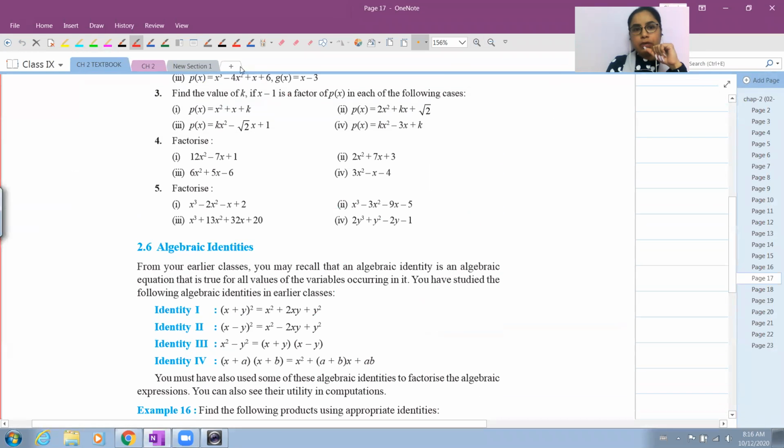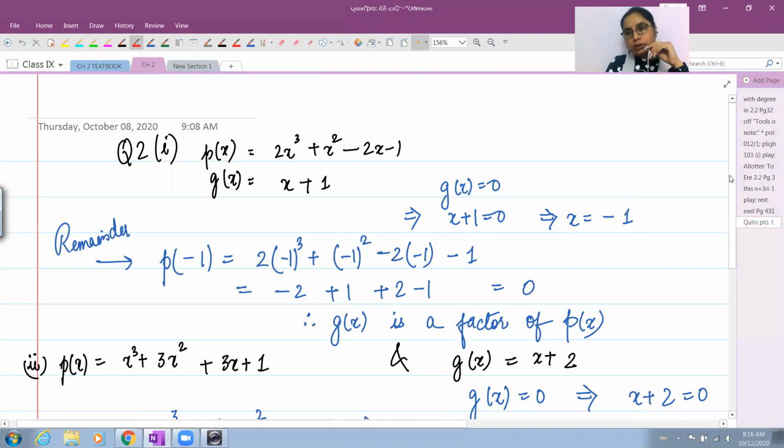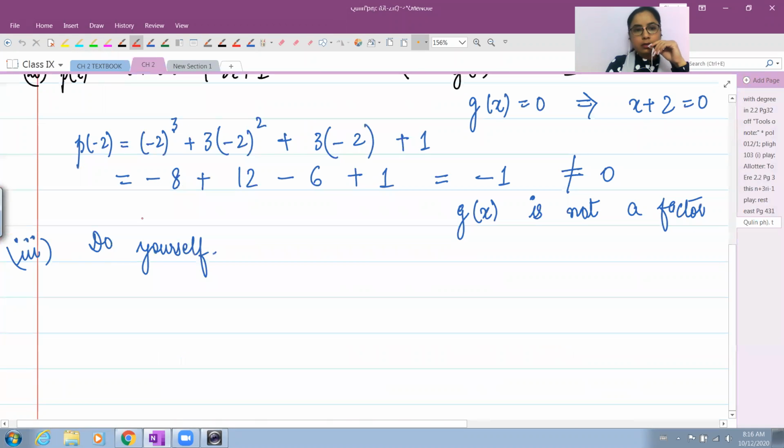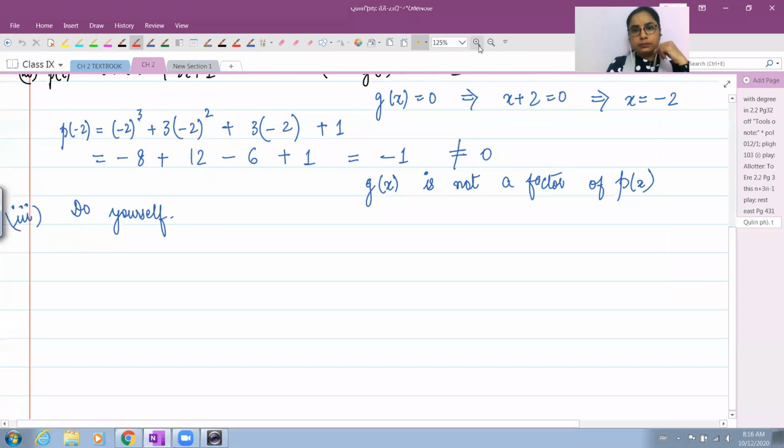So this is the question that we have, question number 3 here. Find the value of k. So you can see k is something which is missing in the polynomial. So you have to find that k. You have been given that x minus 1 is a factor of p(x) in each of the following cases. They could change the factor in different parts. So right now we will be using just one factor here. Let's write down. This is question number 3 from exercise 2.4.